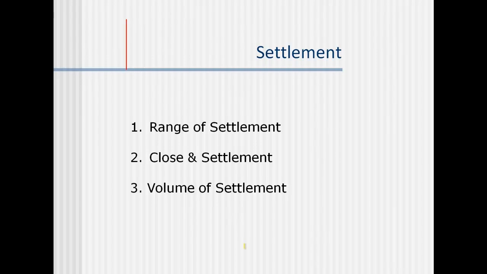All of these things we can't really definitively identify what they're telling us until we look at the evening session and what happens and what follows the settlement period.